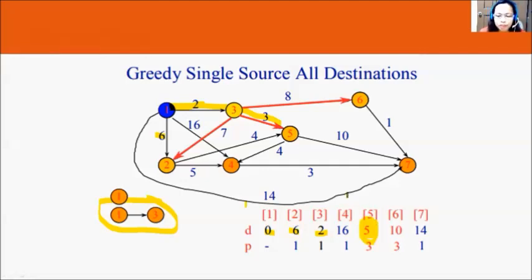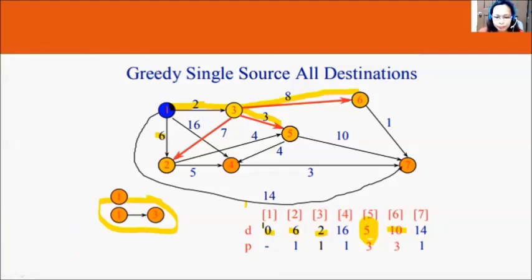Next, from vertex 1 to vertex 6. Considering this one, vertex 1 to 3, we have 2, and then 3 to 6, we have 8. So we will get a total of 10. Next, from vertex 1 to vertex 7, we have 14. So that's the length.